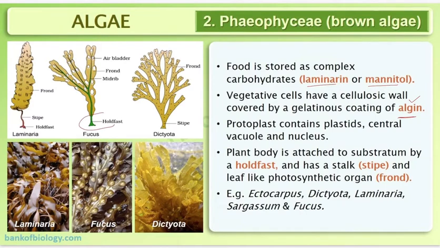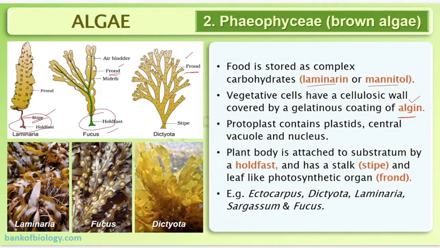Protoplast contains plastids, central vacuole and nucleus. Plant body is attached to substratum. Now here this attachment will be there in the form of holdfast. You can see because of the presence of this holdfast, the plant body is attached to the substratum in the sea and has a stalk-like structure, stipe, okay? And leaf-like photosynthetic organ called frond. Look at this, frond. These are leaf-like photosynthetic structures.